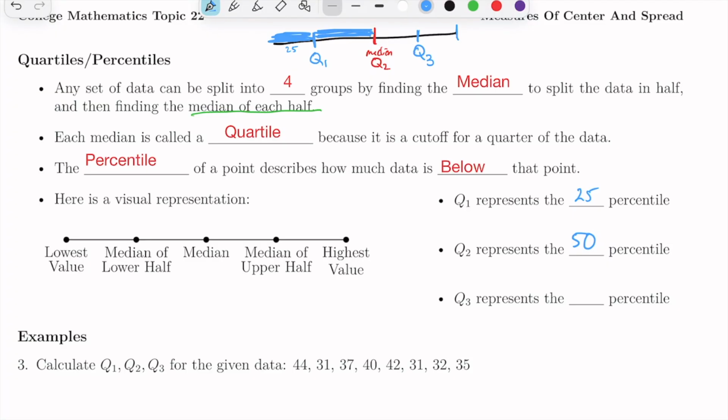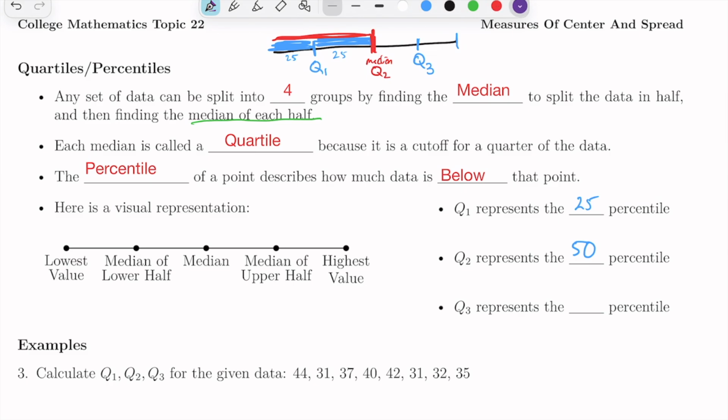Well, if this is 25% of the data and this is 25% of the data, then from Q2 and down, that would be 50% of the data. That's why that's the 50th percentile. And Q3 would represent the 75th percentile because once again, we would have all this data in here. And if we add all that up, then this would be 75% of the data. So that's the 75th percentile.